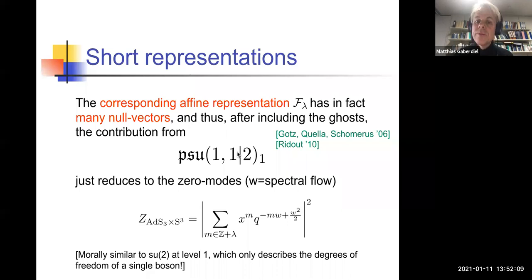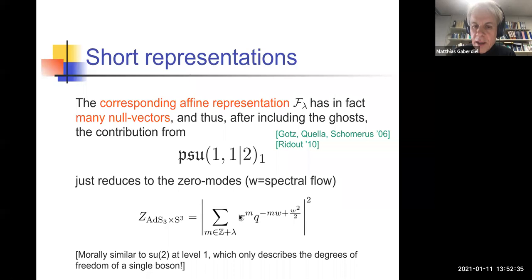So you get this eats up 2 bosonic degrees of freedom. What you're left over with is that after you impose the physical state condition, the only thing that survives are the zero modes. So only basically the ground states of these representations. All the excitation modes are unphysical because A, you have many, many null vectors, and B, you have imposed the physical state condition.